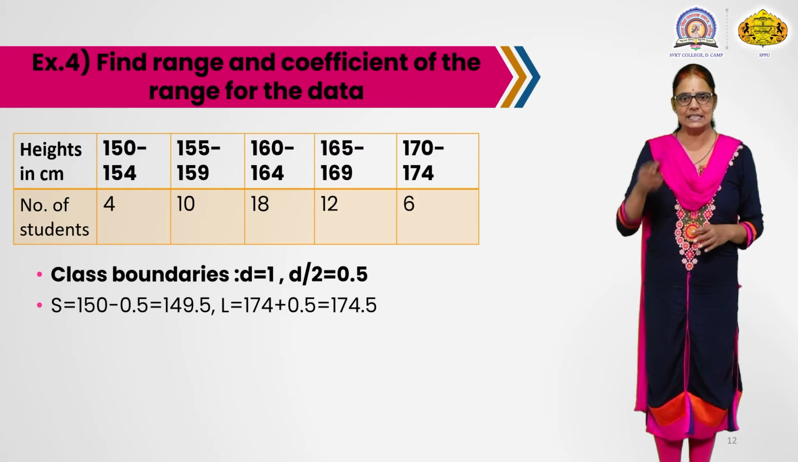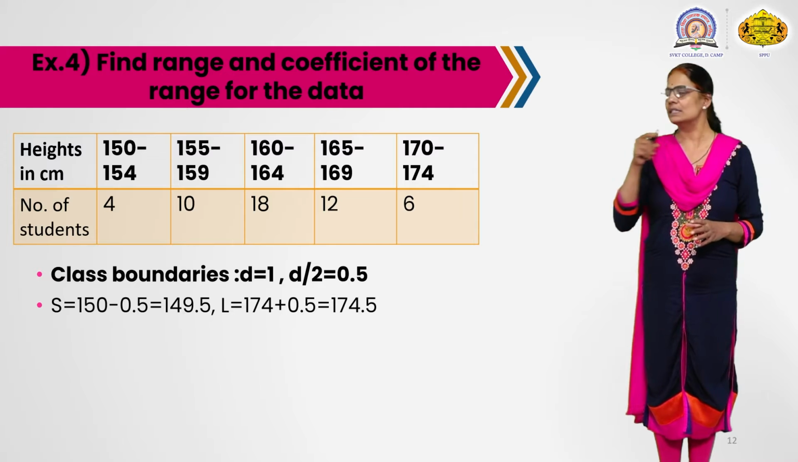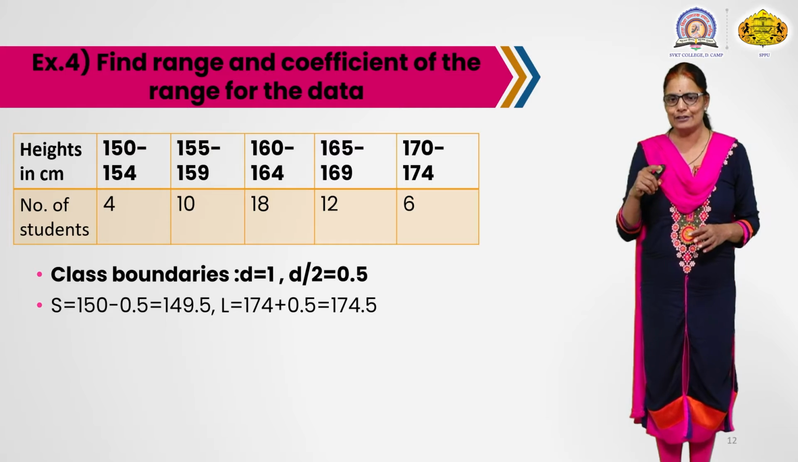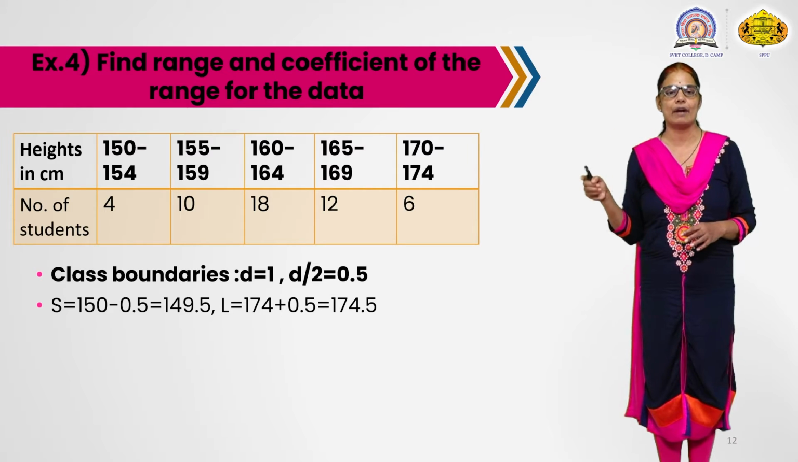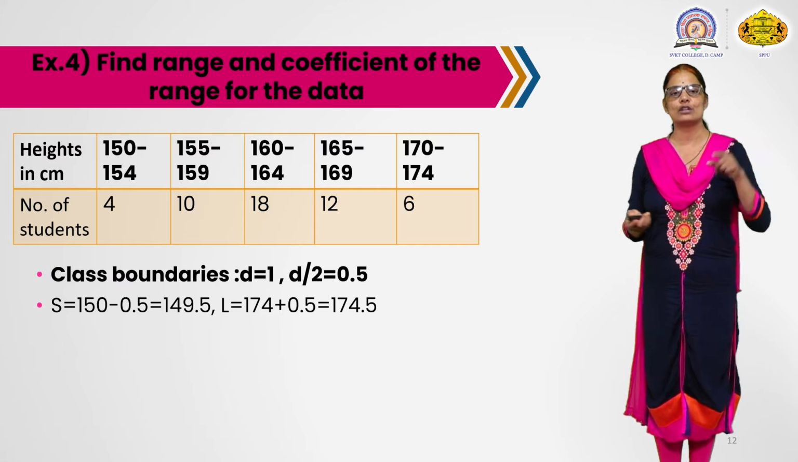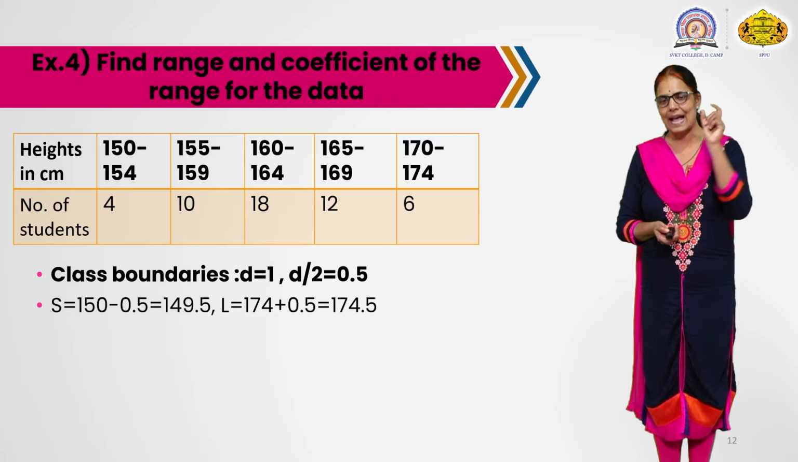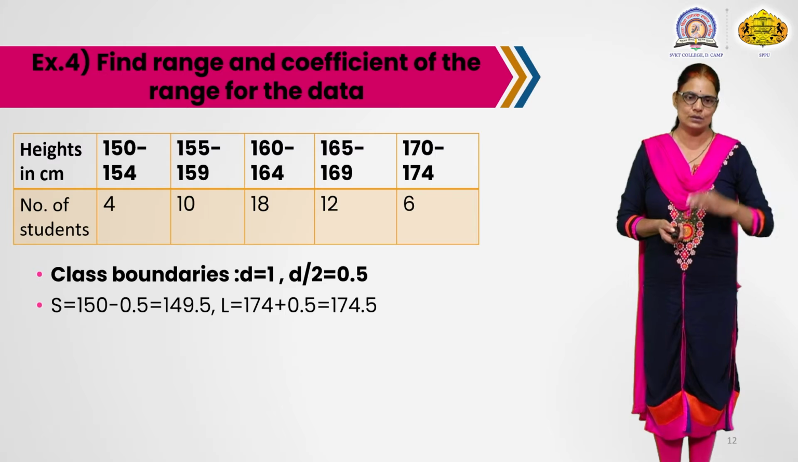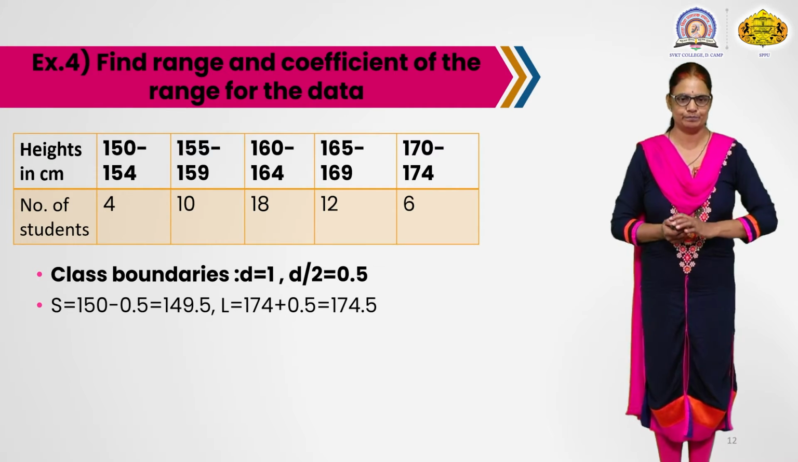And that is why I consider here the largest observation. The largest observation is 174, and since I want its class boundary, I should add 0.5 here. So L is 174 plus 0.5, so it becomes 174.5. And the smallest observation is 150, but classes are not continuous, and that is why, to find the class boundary, I subtract 0.5 here. So 150 minus 0.5, the output is 149.5.